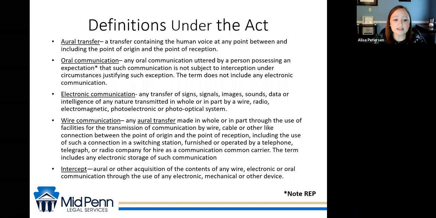The Act defines intercept as an oral or other acquisition of the contents of any wire, electronic, or oral communication through the use of any electronic, mechanical, or other device. So anytime I pull out my cell phone to record something, I record something on Zoom, anything like that, that would qualify as an interception.